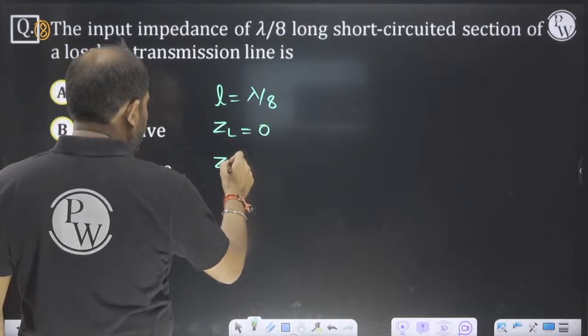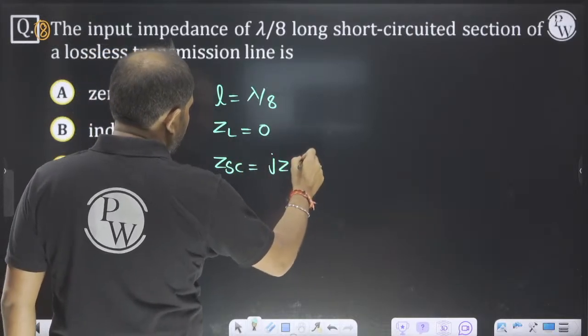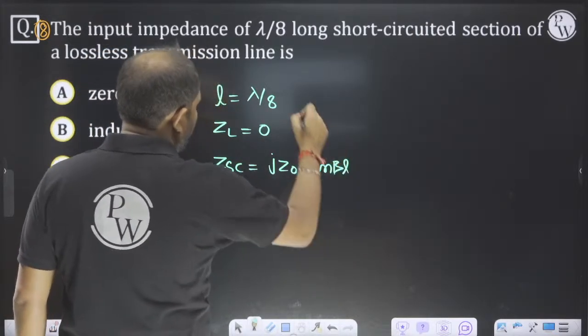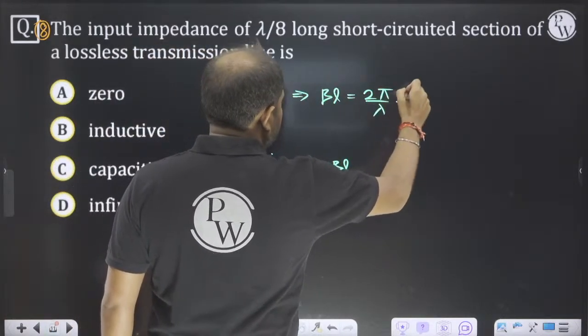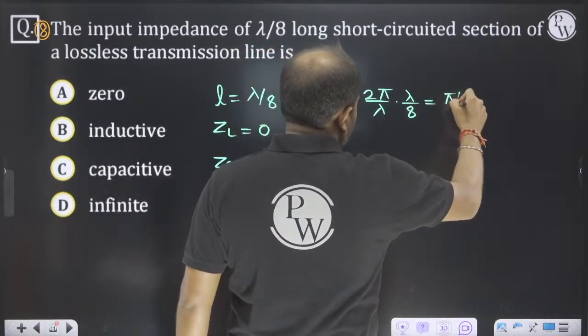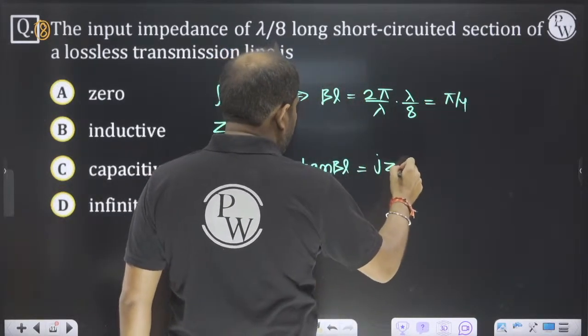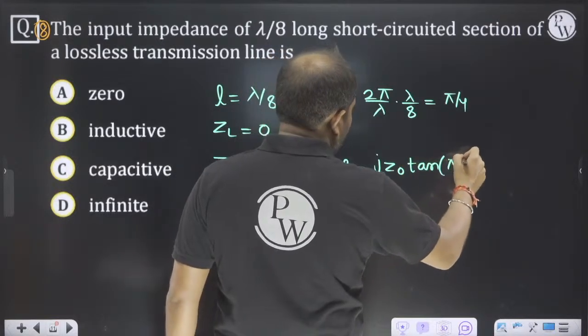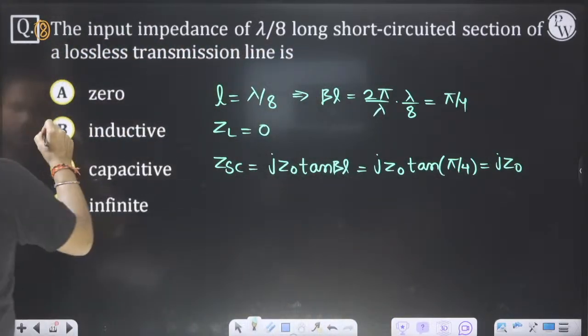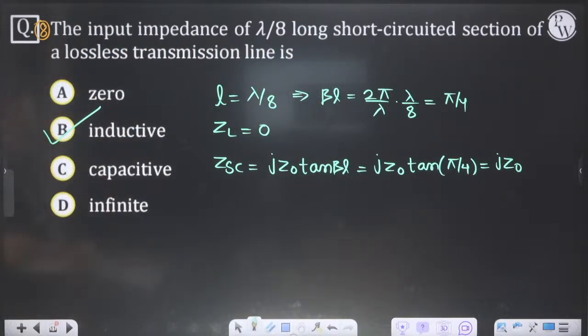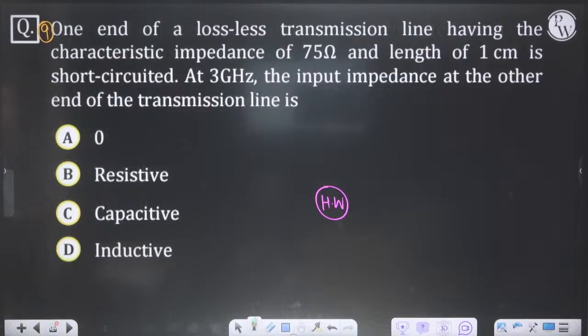So Z_SC is equal to jZ0 tan beta L. First of all, we will calculate beta L. Beta L is equal to 2 pi by lambda, and the length is lambda by 8, so it will be pi by 4. I will put the value of beta L, jZ0 tan pi by 4. Tan pi by 4 is 1, so you will get jZ0. JZ0 is a plus j value, that means it will be inductive. If it is minus j, it will be capacitive. If the value is 0, short circuit. If the value is infinite, open circuit. Short circuit, series resonance. Open circuit, parallel resonance.